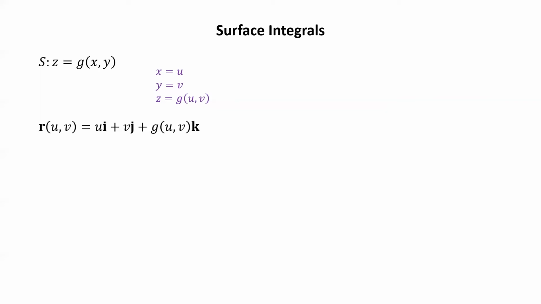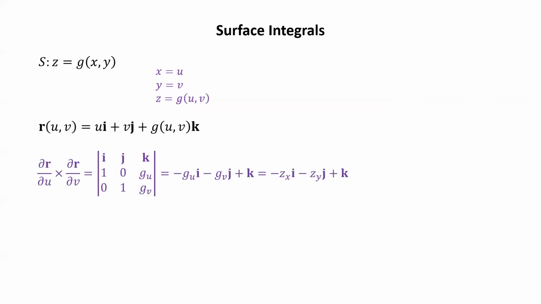So our vector valued function is r of u, v equals u i plus v j plus g of u, v k. When we take the cross product of the partials, inside of the determinant for the second row, we take the partial with respect to u, which is 1, 0, g sub u. And for the third row, we take the partial with respect to v, which is 0, 1, g sub v. So for the i component, we get 0 minus g sub u. For the j component, we get 0 minus g sub v. And for the k component, we just get 1.